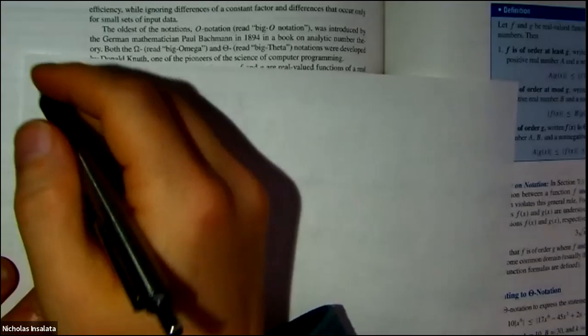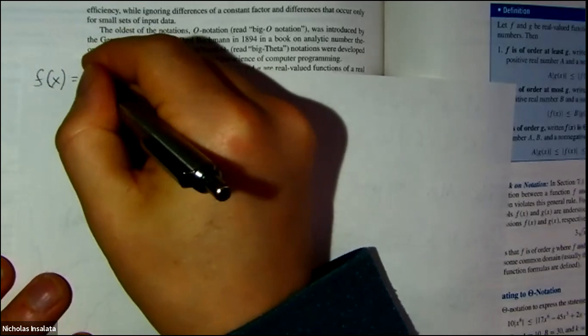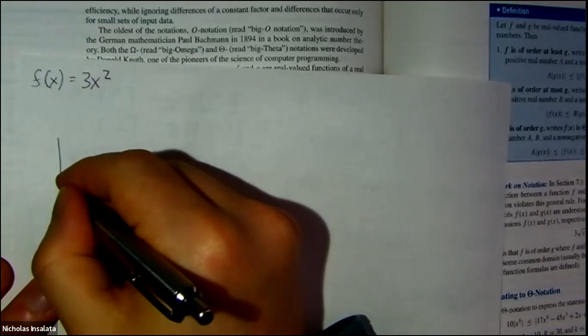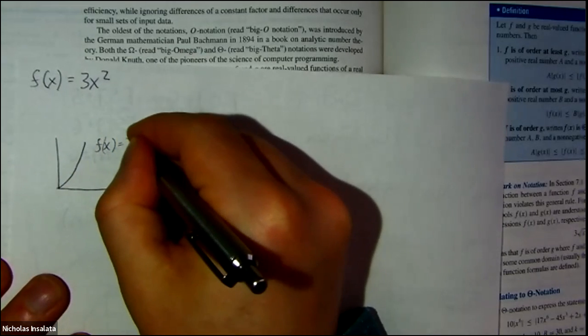Let me do another example, right? So let's say that I have f of x equals, we were talking about 3x squared earlier, right? So I have some picture, my function goes like this, where f of x equals 3x squared. Okay.